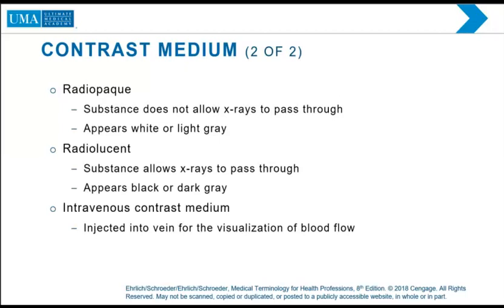Radiopaque is a substance that does not allow X-rays to pass through. It appears white or light gray. Radiolucent is a substance that allows X-rays to pass through. They appear black or dark gray.